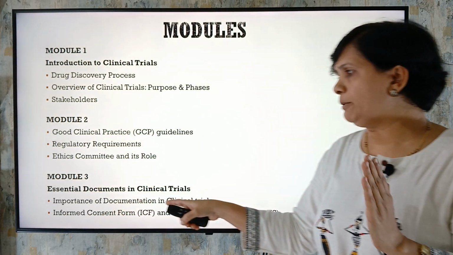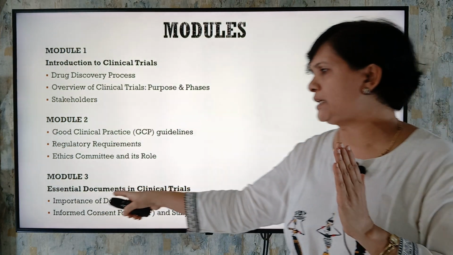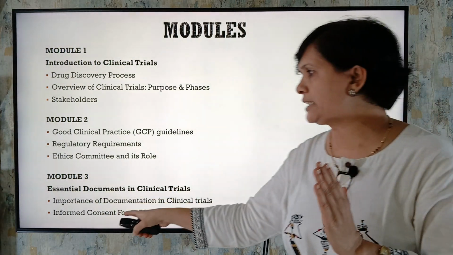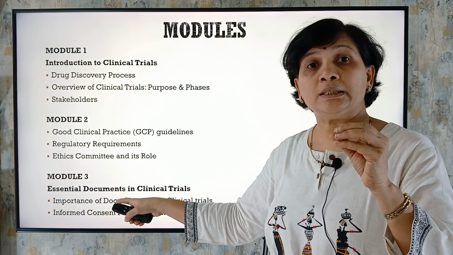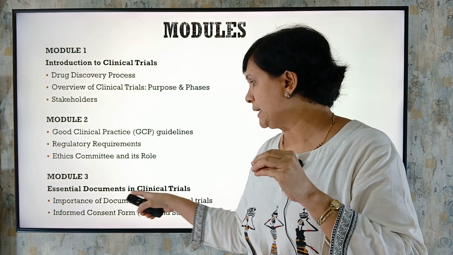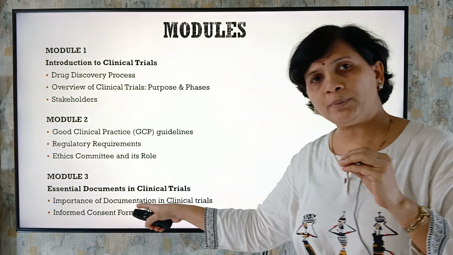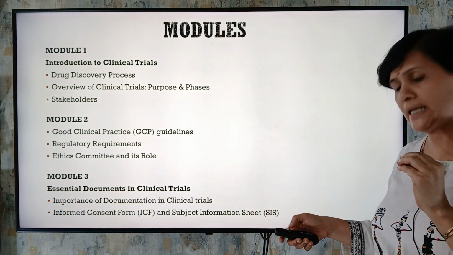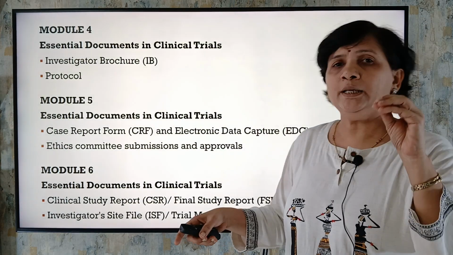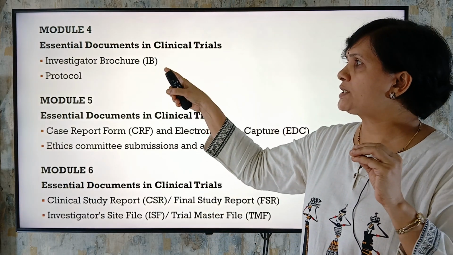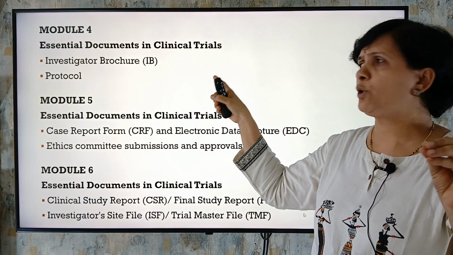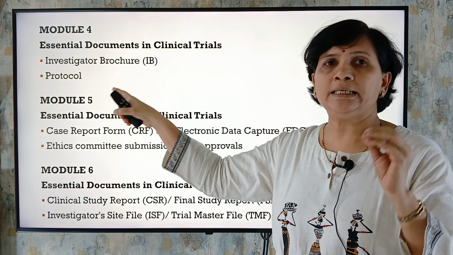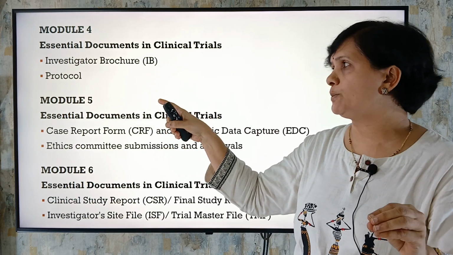Third, my module 3 will be on the essential documents. First, I'll discuss the importance of documentation in clinical trials, and then I'll start with the actual documents, the essential documents required for clinical trials. First is the informed consent form or the ICF and the subject information sheet, that is SIS. In module 4, I'll discuss the most important essential documents in clinical trials, that is the IB, the investigator brochure, and secondly the research protocol or the clinical protocol.